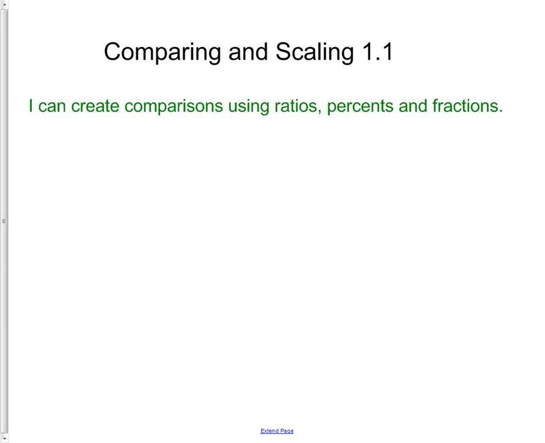Those are the types of things that we're going to be looking at. Even speed is a very simple unit rate. I go 60 miles per hour. I want to drive 120 miles per hour, but the cop is going to give me one ticket for every time I do that. Those are all going to be unit rates and everything that we're going to be looking at. But today, we're looking at comparing and scaling 1.1.